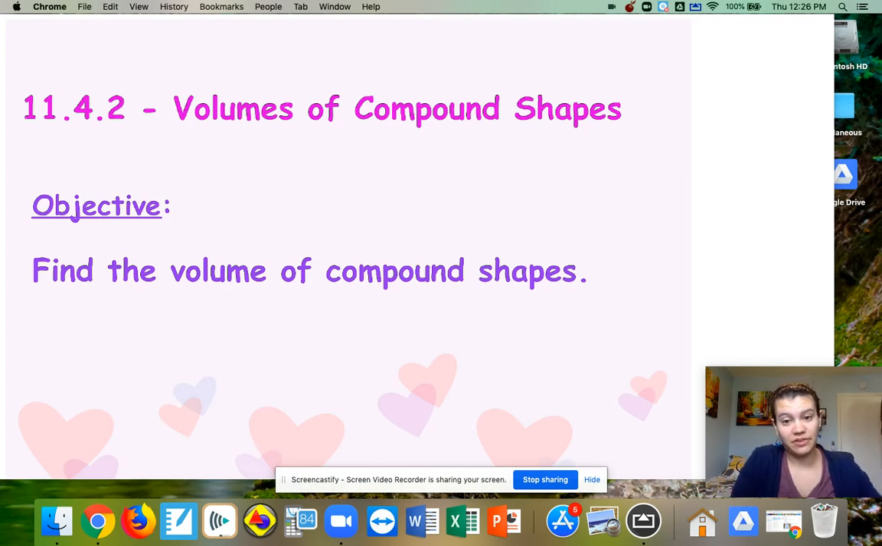So today we're doing volumes of compound shapes. A compound shape is just a shape made out of other smaller, simpler shapes.